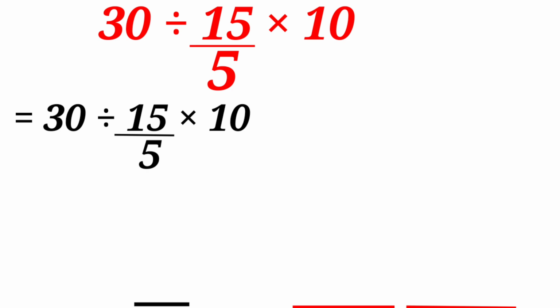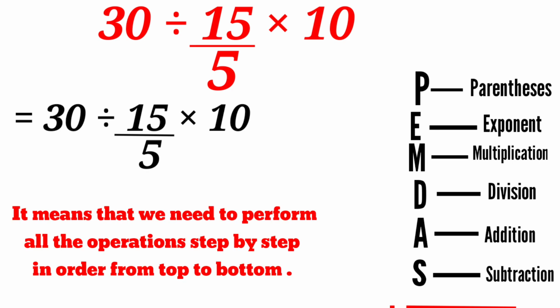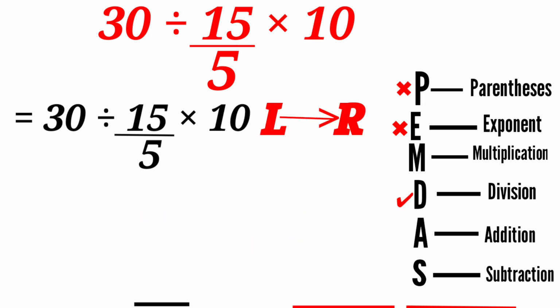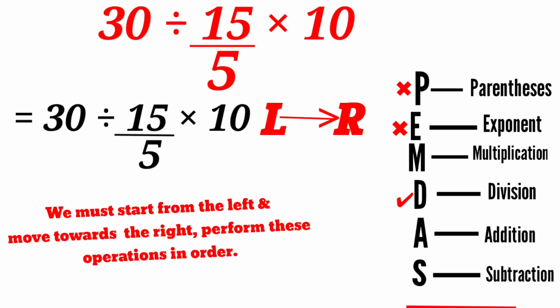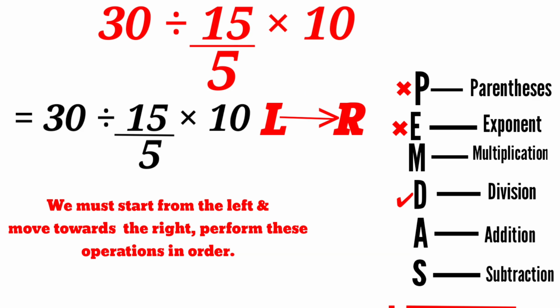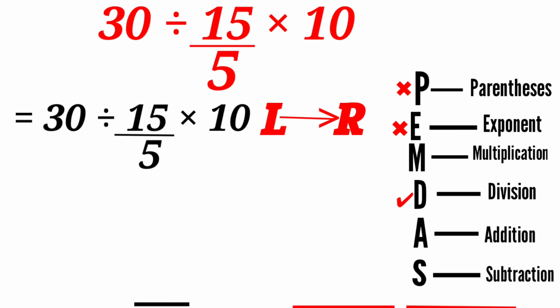30 divided by 15 upon 5 times 10. It means that we need to perform all the operations step by step in order from top to bottom. We must start from the left and move towards the right. Perform these operations in order. Use the rule of KCF.